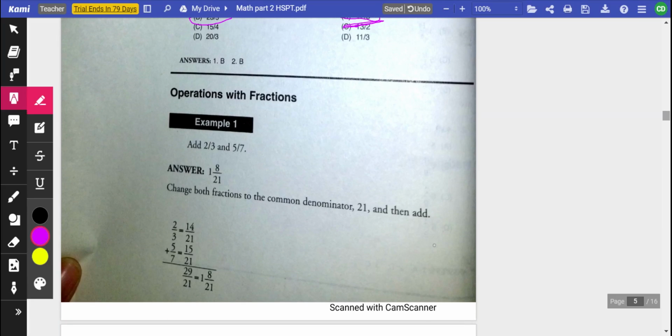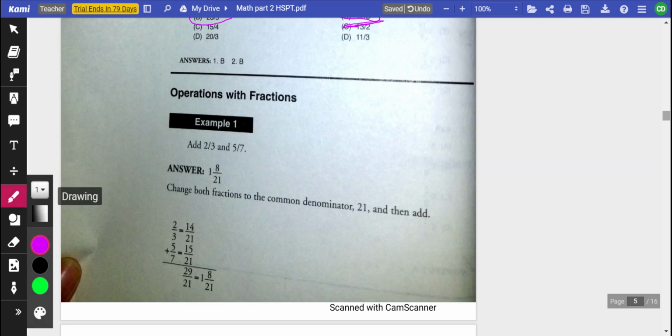We are doing operations with fractions. So we're looking at example 1, where they ask us to add 2 over 3 and 5 over 7. These do not match. So they give us the answer here. We're going to ignore that because you're not going to get the answer on the HSPT. So we need to find a common denominator. This is, again, old school, 5th grade, 6th grade fractions. So we need to change 2/3 and 5/7 into something in common.